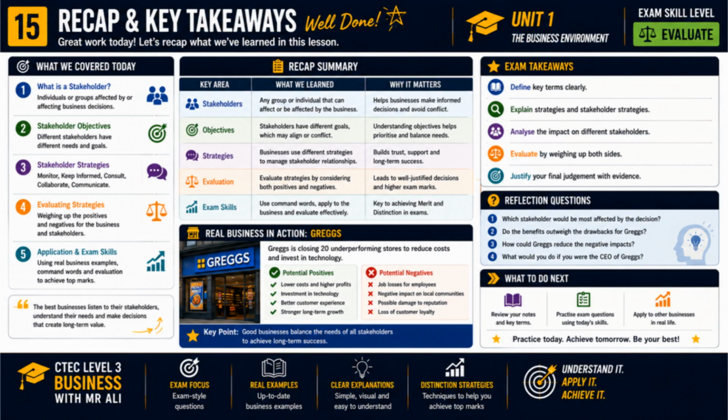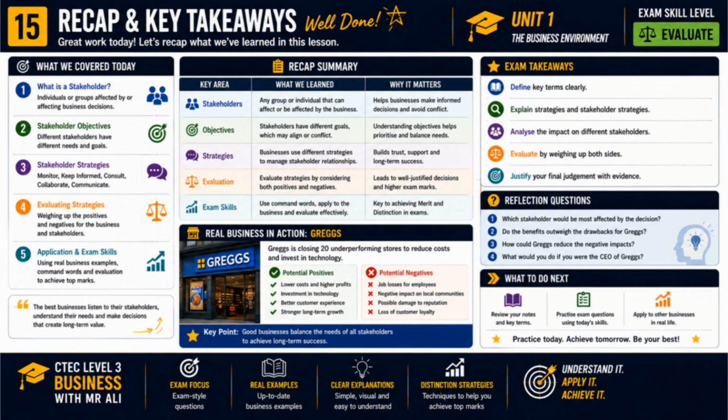So the exam takeaways, we've now learned how to define key terms, explain strategies, analyze the impact on different stakeholder groups, evaluate by weighing up both sides, positive and negative, both stakeholder groups or more, and then justifying that final judgment with evidence. Reflection questions. Which stakeholders will be most affected by a decision? Do the benefits outweigh the drawbacks for Greggs? How could Greggs reduce the negative impacts? What would you do if you were the CEO of Greggs?